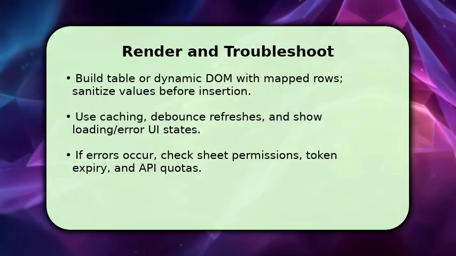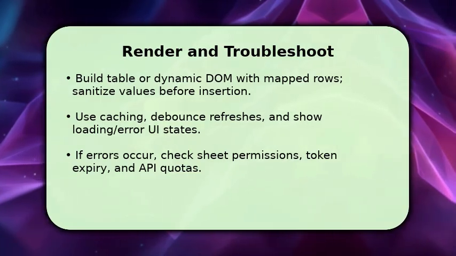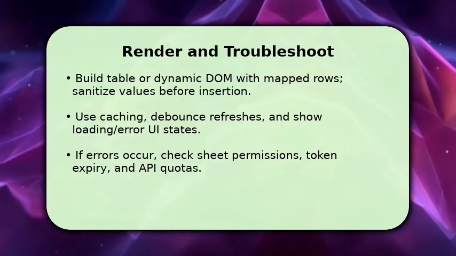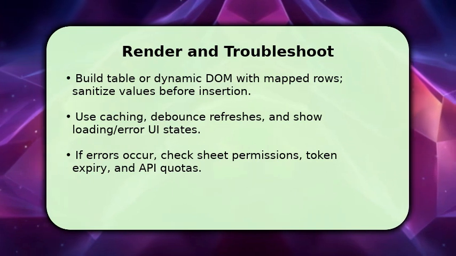If something breaks, first check sheet sharing and token expiration, then inspect API quota and console errors. Often a permission or expired token causes failures. Recover by re-authenticating or adjusting sharing and retrying.